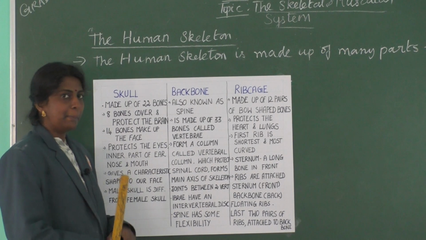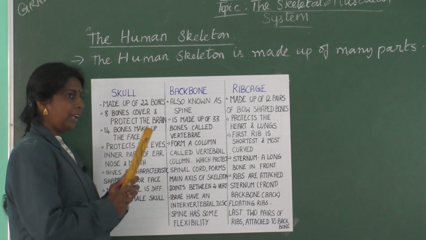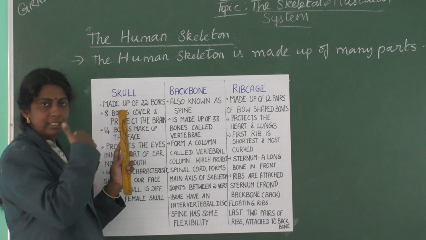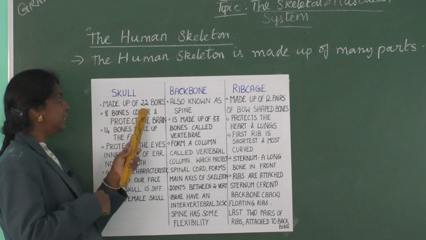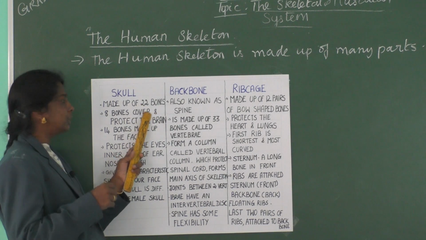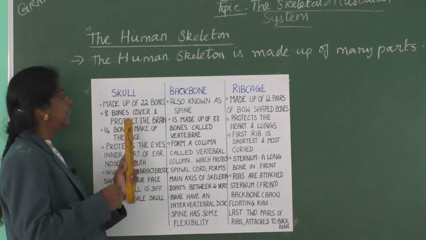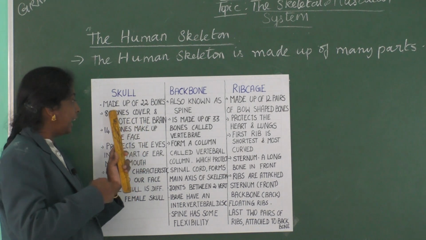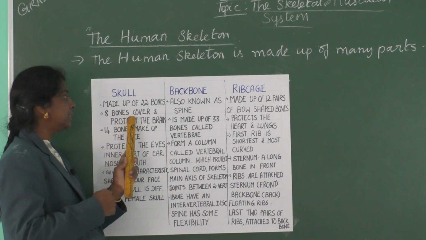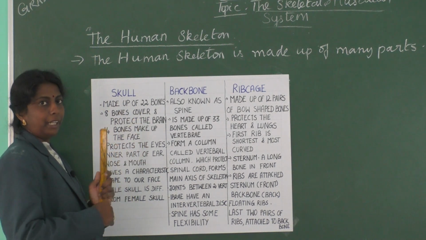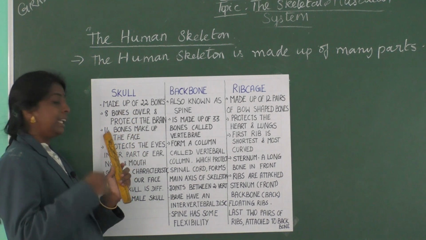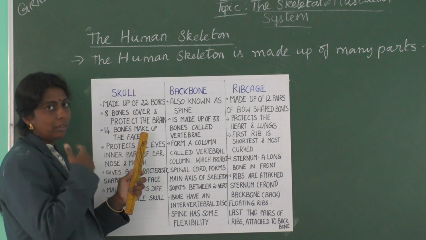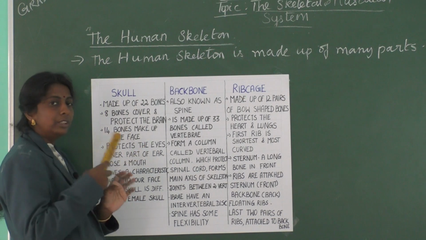Now about the first main part, skull. The skull is made up of 22 bones in total, and out of the 22, 8 bones cover and protect the brain. So the remaining is 14 bones, is it not? So 14 bones make up the face. So totally there are 22 bones.